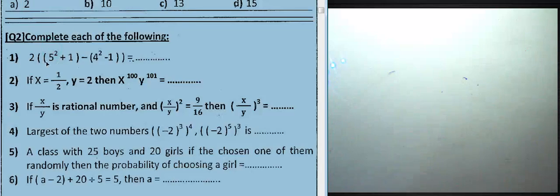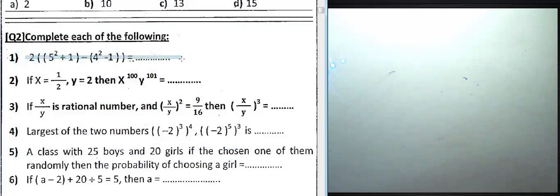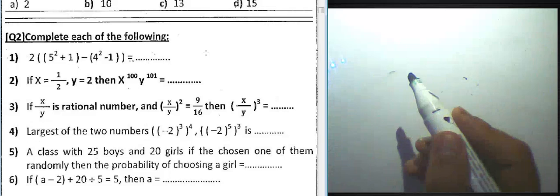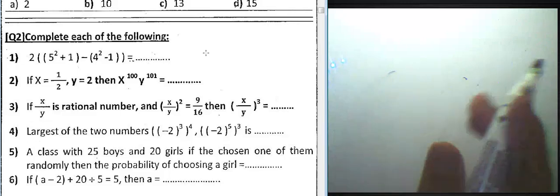Question number 2, complete here. Find the result of the order of operations. We know the order of operations: parentheses first, exponent next, multiplication and division in the same step, addition and subtraction from left hand side to right hand side, first come first served.